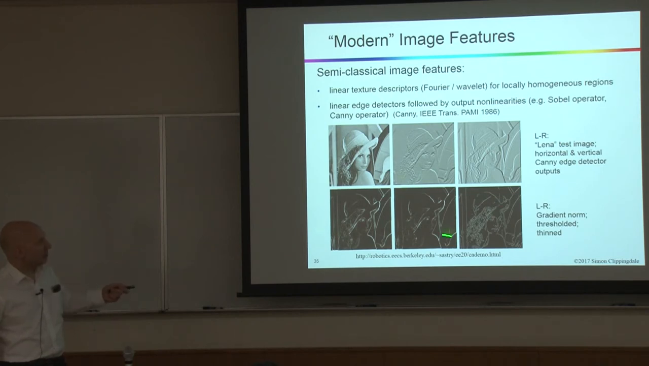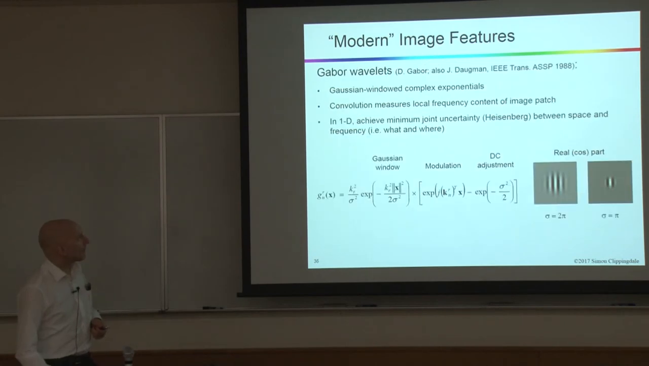And here are some outputs from edge detectors. Here's a gradient. If you take the gradient, that's to say the local rate of change of the luminance of each pixel, you get something like this. You can then do some thresholding, which is a non-linear operation, and thinning, and try to end up with an edge image, which you can use to guide directional filtering and so on.